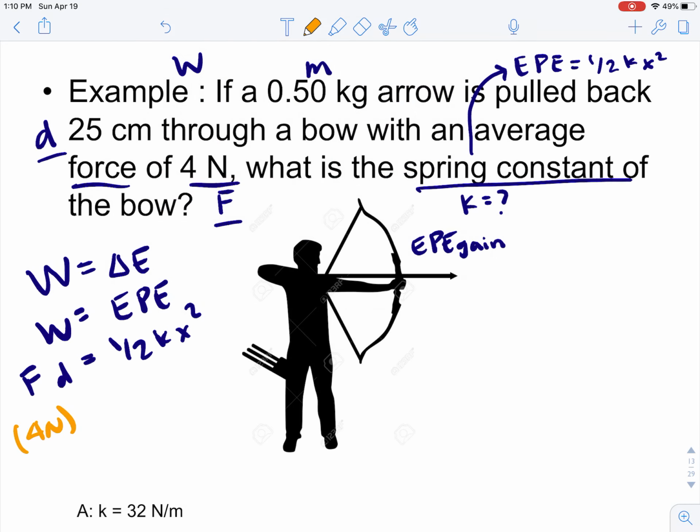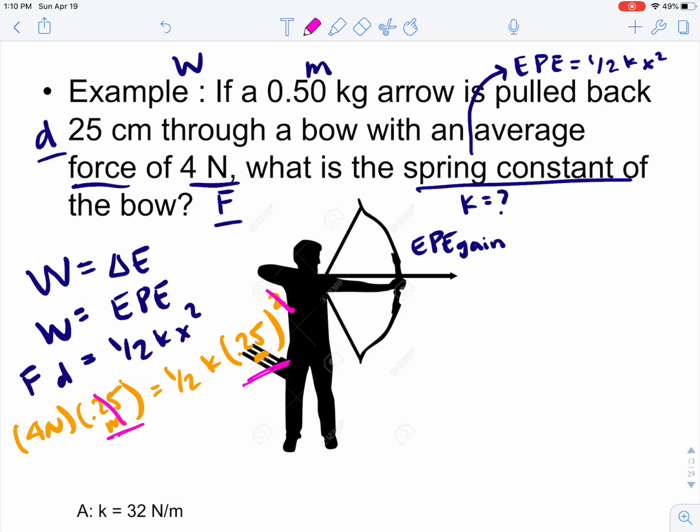Now I'm going to plug in stuff. Force is 4 newtons. Distance is 0.25 meters. Don't forget to convert. Equals 1/2 spring constant, which is what we're looking for, times the displacement the bow is pulled, which is actually the same distance as what was on the other side, but don't forget to square it. Those of you algebra nerds might recognize that I can actually cancel something out. Since 0.25 is on both sides and it's squared on this side, it gets rid of one of these, but it cancels out completely on this side.